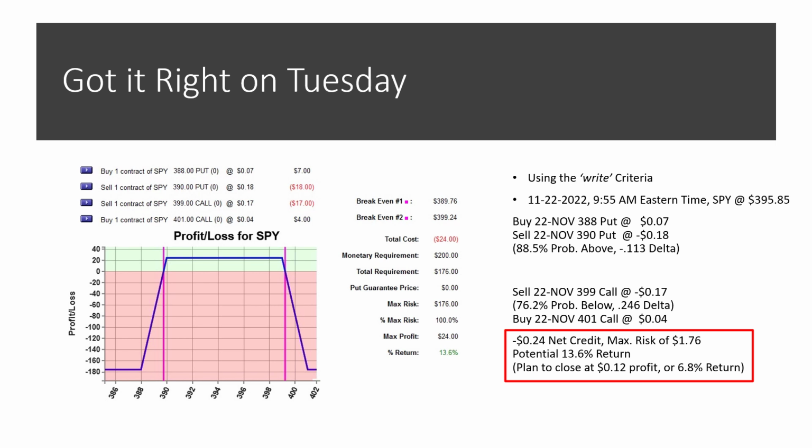So this was a potential 13.6% return. However, the plan is to close this position if the debit to close these 4 legs is only 12 cents, so we'd get a 6.8% return in 1 day against the true risk.